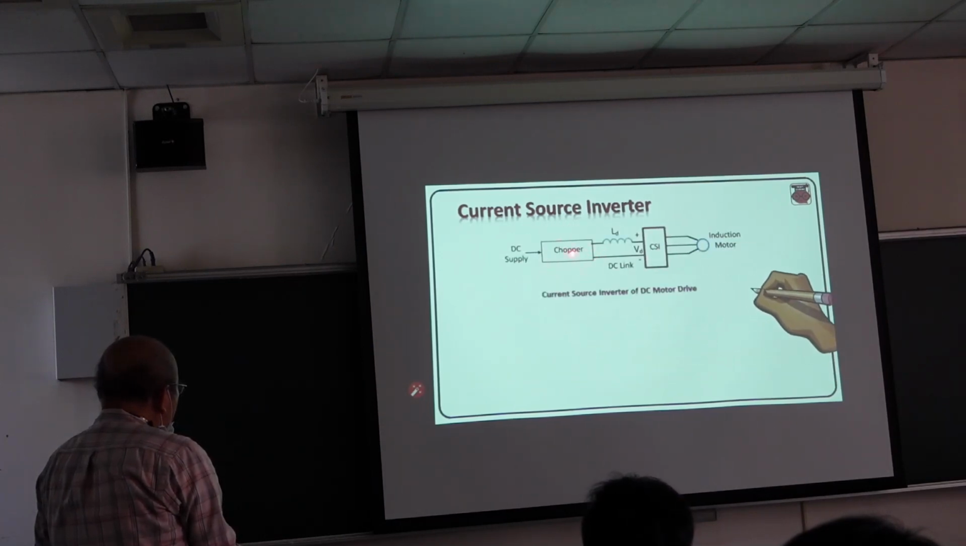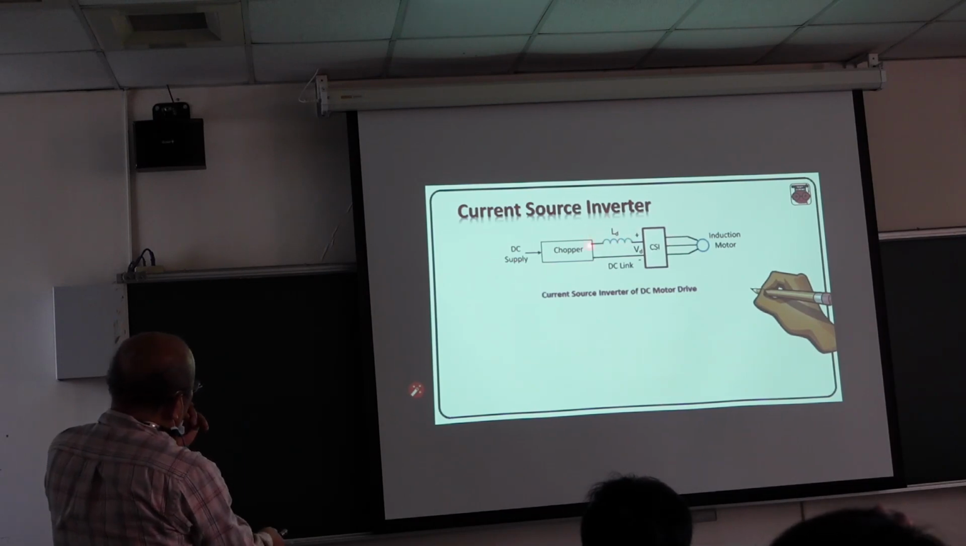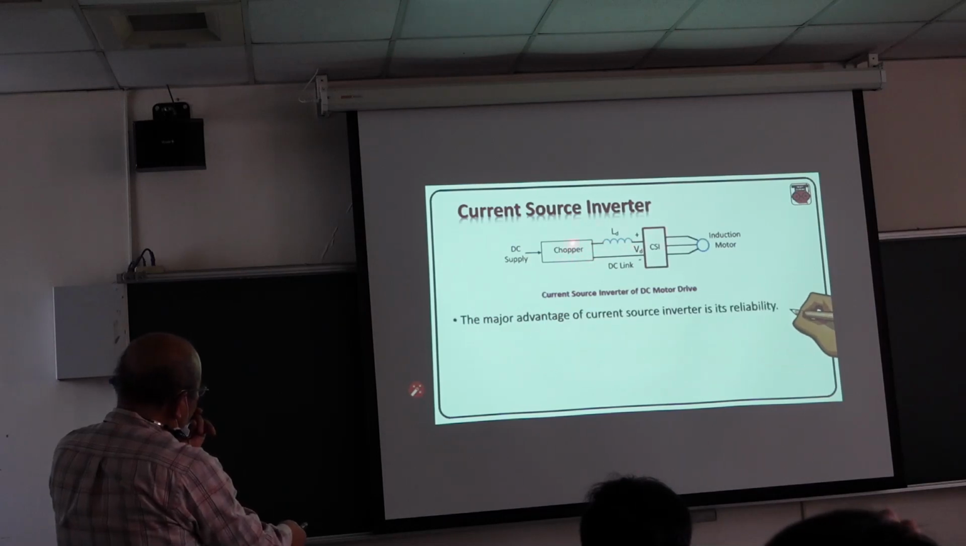In the figure, you can see the current source inverter. We need a huge inductor, then we convert it into a current source.